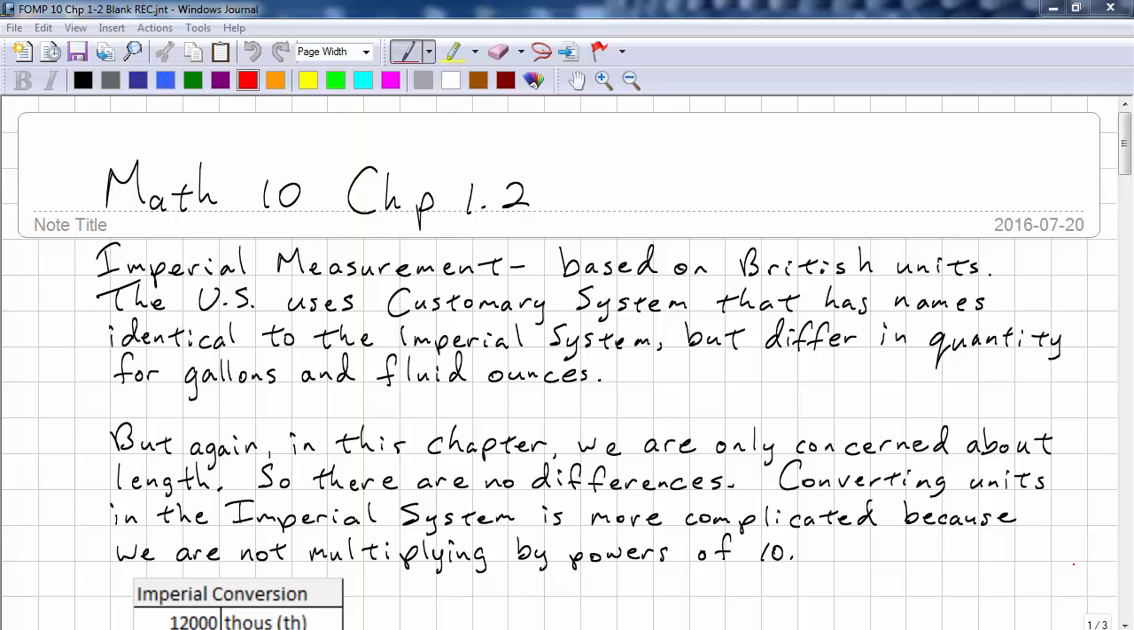This is Foundations of Math and Pre-Calculus 10. We're looking at Chapter 1.2, and this is the Imperial Measurements Unit.